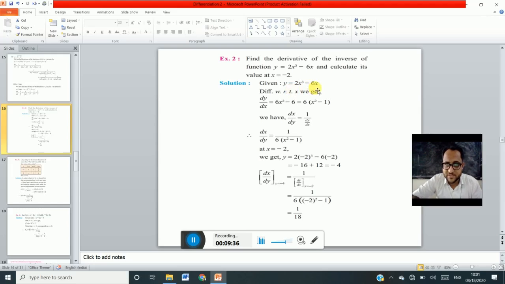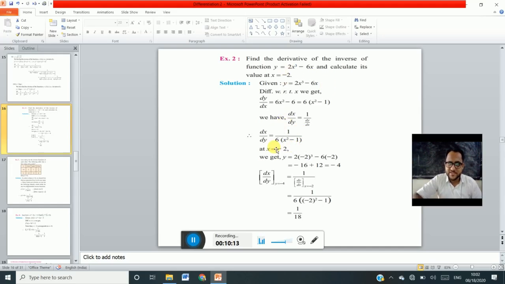See here, this is the function. According to the theorem, dx by dy equals 1 upon dy by dx. So first we have to find dy by dx. We know y is equal to 2x cube minus 6x, so we differentiate with respect to x. The derivative of 2x cube is 6x square, minus the derivative of 6x, which is 6. Taking 6 common, we get 6 into x square minus 1. Using the theorem dx by dy equals 1 upon dy by dx, we get dx by dy equals 1 upon 6 into x square minus 1, right?